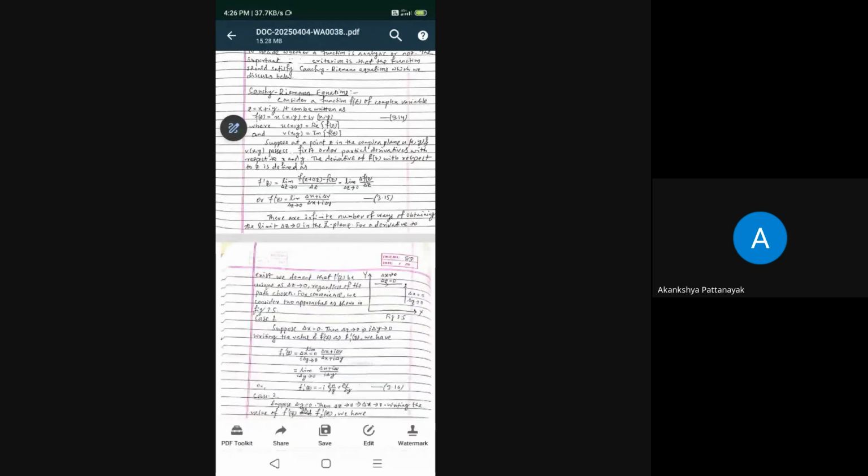You know f can be expressed as a real part plus i multiplied by another real part. So let f(z) be represented as u plus iv, where u and v are functions of x and y. Here u represents the real part of f(z) and v represents the imaginary part. Suppose at a point z in the complex plane, u and v possess first order partial derivatives with respect to x and y.